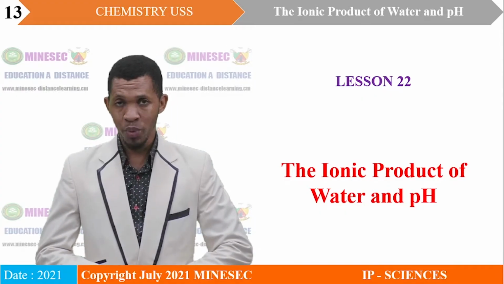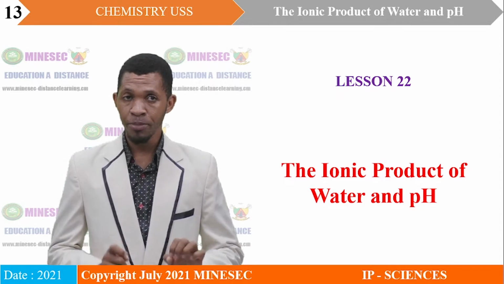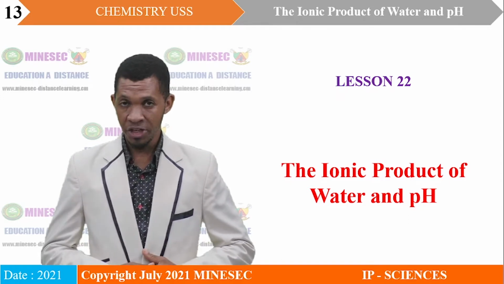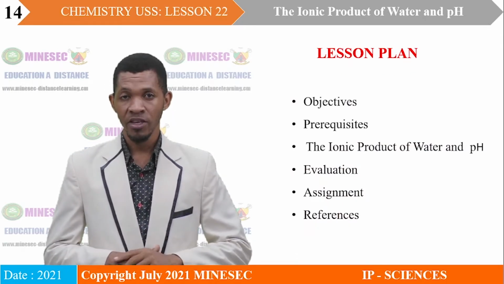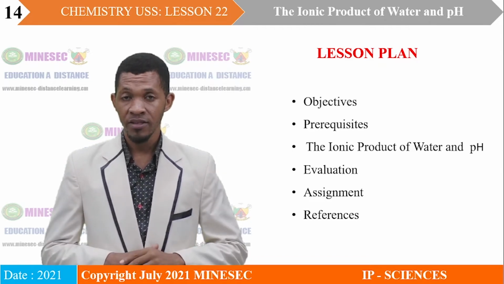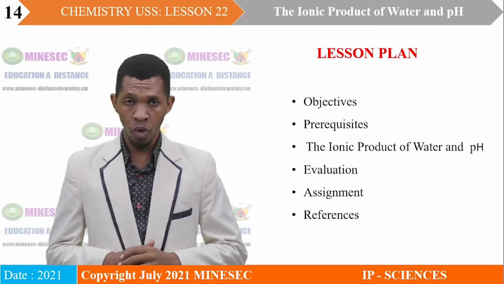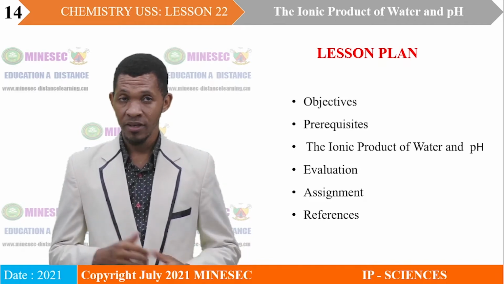Today we shall continue with lesson 22, which is titled The Ionic Product of Water and pH. The outline of this lesson is as follows: objectives, prerequisite, the ionic product of water and pH, evaluation, assignment, and references.